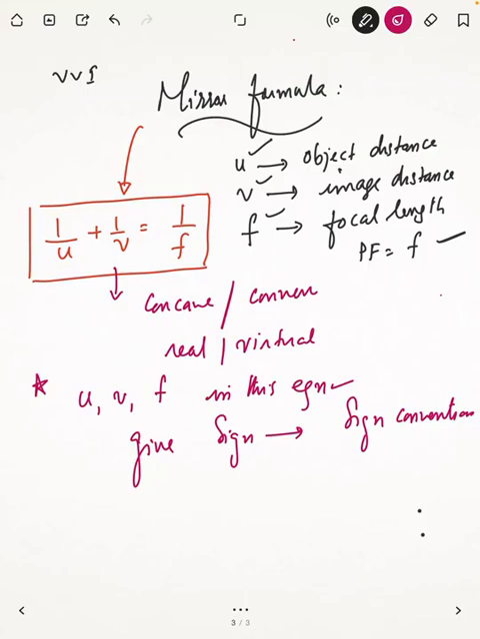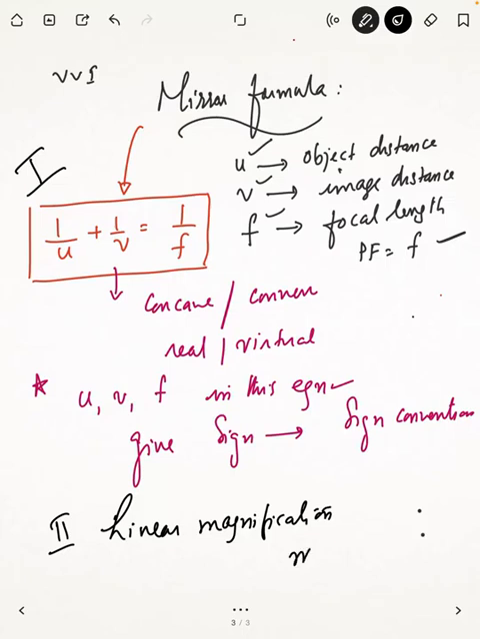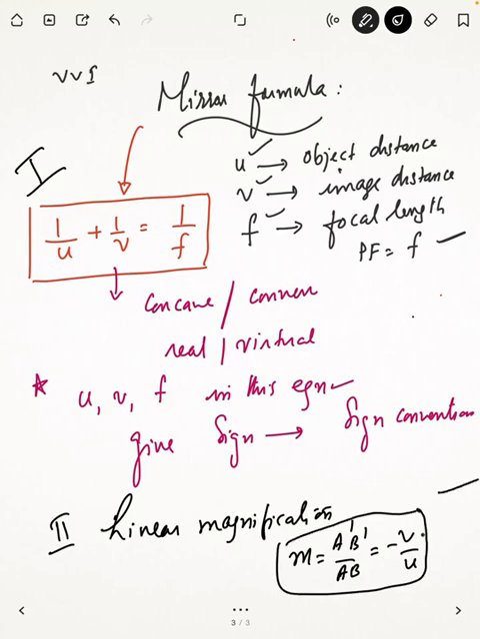Last class we have seen magnification. I think all of you remember what is a magnification, linear magnification of the mirror. So this is the first equation you have to learn, and second equation is magnification. Linear magnification is given by m equal to a dash b dash divided by ab, size of the image upon size of the object, is equal to minus v by u. This is another important equation. These two equations we have to remember, very important.